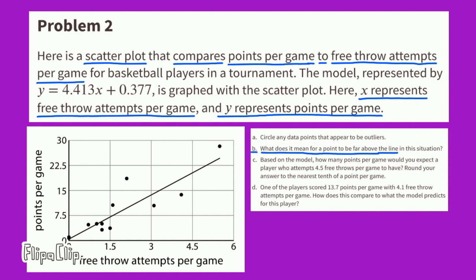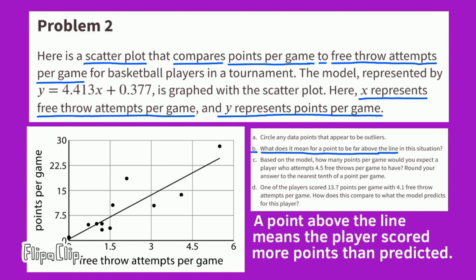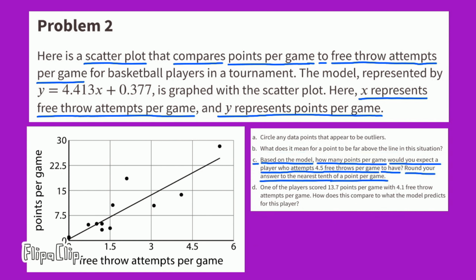B. What does it mean for a point to be far above the line in this situation? A point above the line means the player scored more points than predicted. C. Based on the model, how many points per game would you expect a player who attempts 4.5 free throws per game to have? Round your answer to the nearest tenth of a point per game.